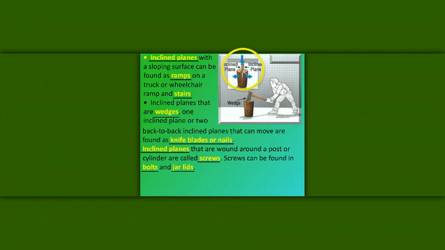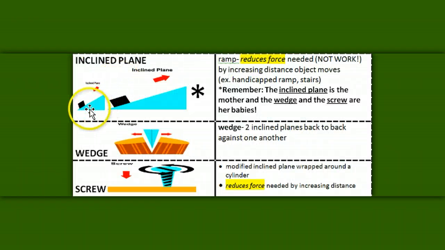If you look right here, the wedge on this axe is actually two inclined planes moved next to each other. They're put back to back. And I'll give you examples of that in just a moment. See, an inclined plane reduces the force needed, not the work, but the force, by increasing the distance the object moves. Remember, an inclined plane is a mom, and the wedge and the screw are her babies.